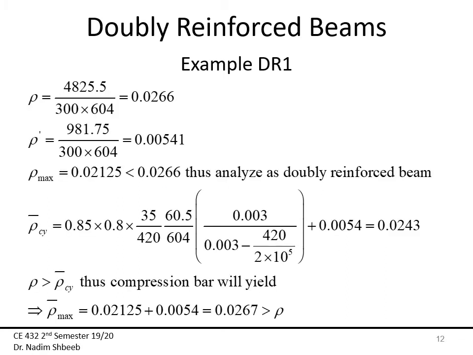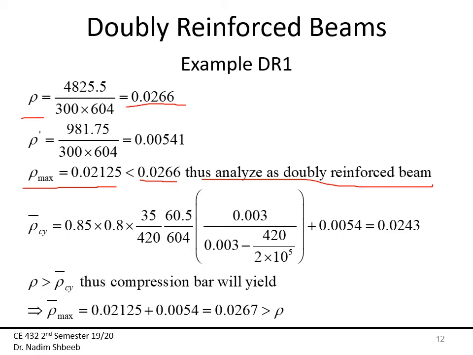Okay, again, d is to the centroid of the tensile steel. So first of all, I'm going to calculate rho, and rho is going to be the deciding factor if this is going to be a doubly reinforced or a singly reinforced analysis. Now, rho is equal to the 6,532 divided by b d. It's giving me a value of 0.0266. Now I calculated rho max to be 0.02125, which is less than 0.0266. Thus, it will be analyzed as a doubly reinforced beam. So whenever rho is larger than rho max, it's going to be a doubly reinforced beam.